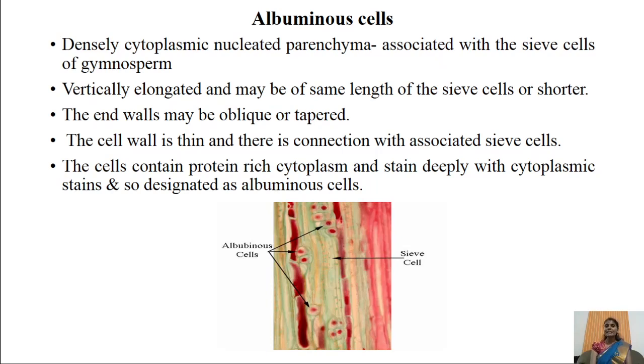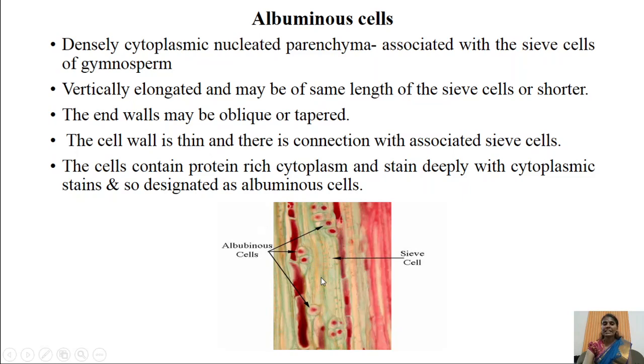These are densely cytoplasmic, nucleated parenchyma cells associated with sieve cells of gymnosperms. They are the characteristic features of gymnosperms, which are vertically elongated and may be the same length as sieve cells, or sometimes even shorter. The end walls may be oblique, and they are tapered. The cell wall is thin. There is a connection with associated sieve cells. Always they get connected with the sieve cells.